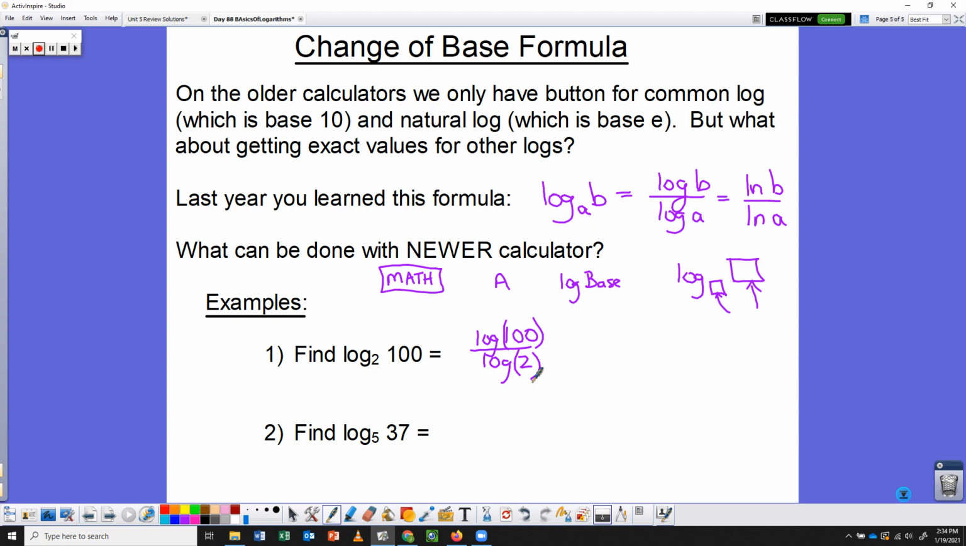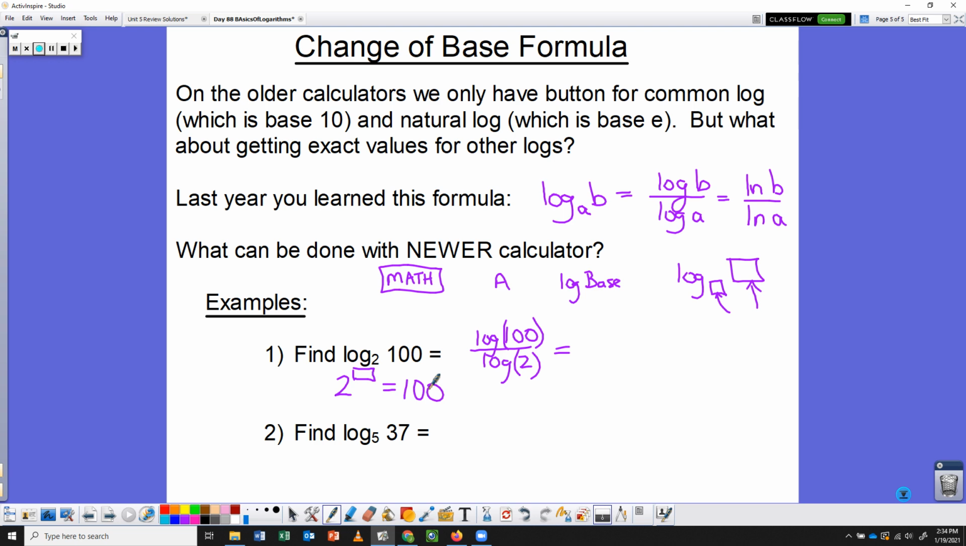But before I actually type this into the calculator, I want to see if you guys can predict what you're going to get as a result. Remember, the answer to a logarithm is the exponent. So basically what I'm asking you is, what exponent would I have to put on 2 to make an answer of 100? Well, we know that 2 squared is 4, and 2 cubed is 8, and 2 to the 5th power is 32, and 2 to the 6th power is 64. 2 to the 7th power is going to be 128. So the answer that I'm looking for is somewhere in between 6 and 7, because 2 to the 6th is too small and 2 to the 7th is too big.